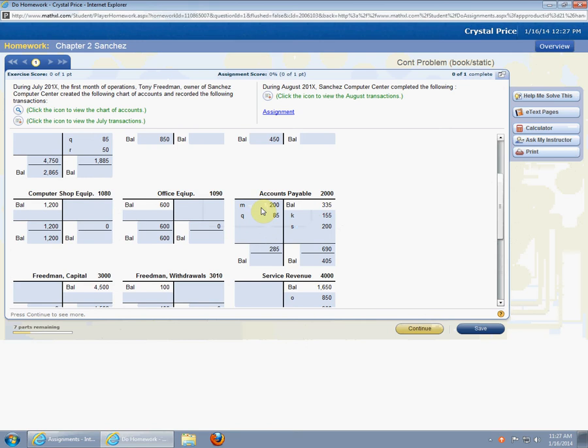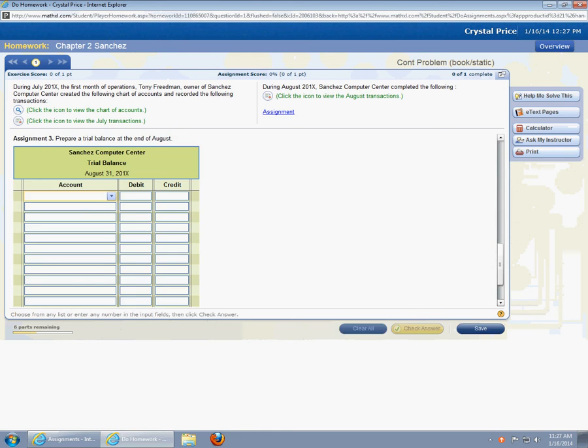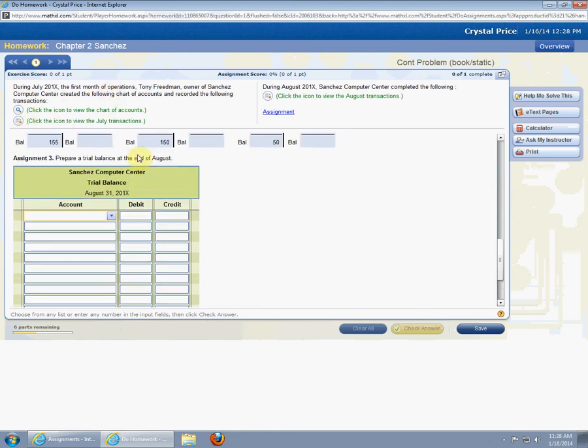Okay, we're going to continue so that we can do the trial balance. Now, a trial balance, like I mentioned to you before, is simply taking all your debits and credits from your T accounts and putting them in one document to verify that debits equal the credits. That's the purpose. It's an informal statement. Trial balance is just to verify debits equal your credits.